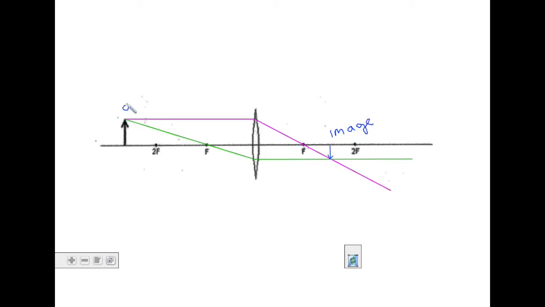This is your object. Whatever you start with is your object. This is considered the focal point. Okay. This distance right here, this blue line, is considered the object distance.